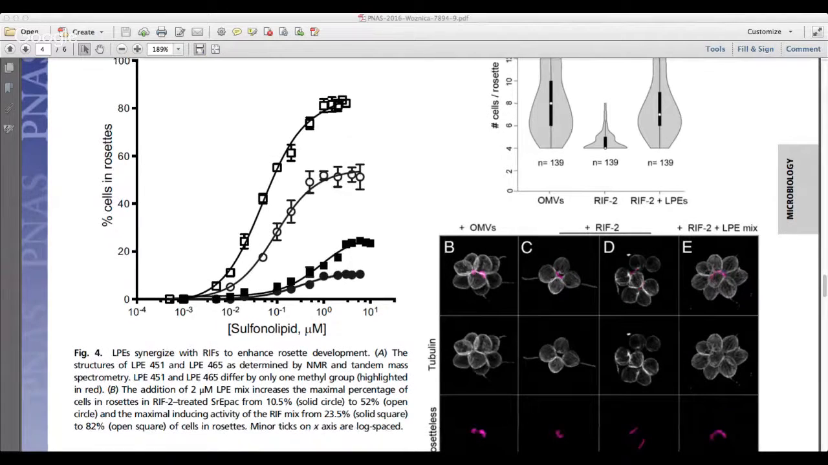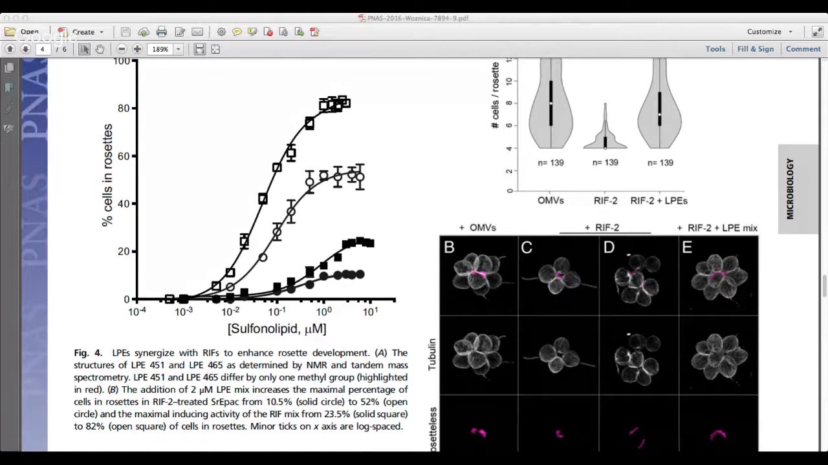So the way I saw this was, on the x-axis, they varied the concentration of the sulfonolipid, and the way I understood this is that they kept the same concentration of this LPE that they have just discovered. So I think in this graph, it was always 2 micromolar LPE, and then they combined it with either RIF2 on its own, which is the circles, or the RIF mix, which we know has RIF1, RIF2, probably some other stuff too. Those are the squares.